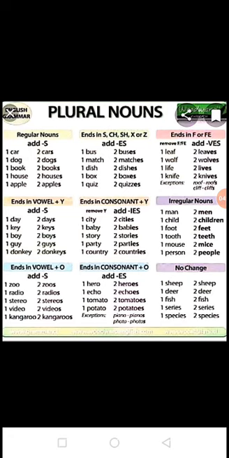These are the irregular nouns. Then see the next rule: ends in vowel plus O. At that time you should add s. For example, see, Z-O-O, zoo. Zoo is there. O is there at the end of the word.